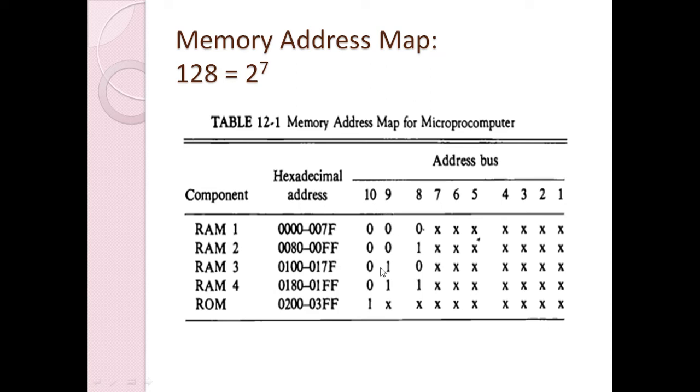And this 10th bit only differentiates between RAM and ROM. So if the 10th bit is 0, then we take that some RAM is used. Some RAM means RAM 1, 2, 3, or 4. So by bits 8 and 9, we will recognize which RAM, and by these 7 bits of address, we will recognize which word of that particular RAM.